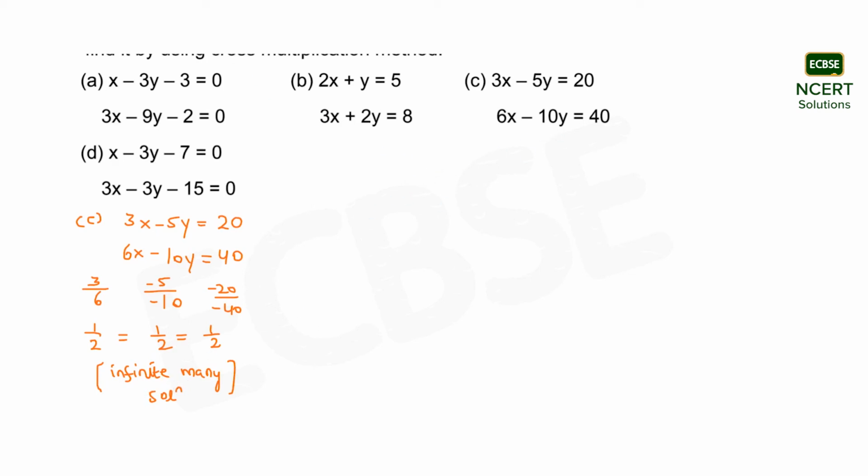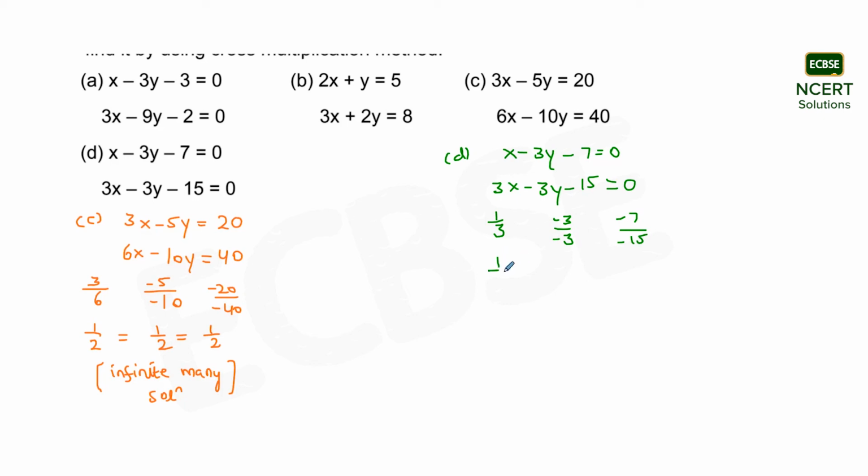Right. Now coming to the D part, here the two equations being provided are x minus 3y minus 7 is equal to 0, and the second equation is 3x minus 3y minus 15 is equal to 0. So again our first step will be to check whether or not this pair of linear equations has some intersecting point, or we can say in other words a unique solution. So here a1 by a2 will be 1 by 3, b1 by b2 will be minus 3 by minus 3, and c1 by c2 will be minus 7 by minus 15.